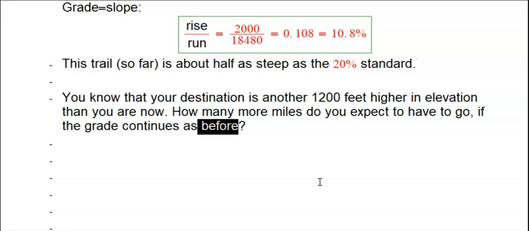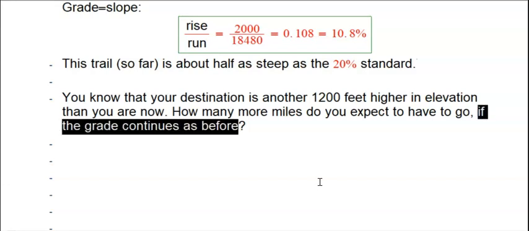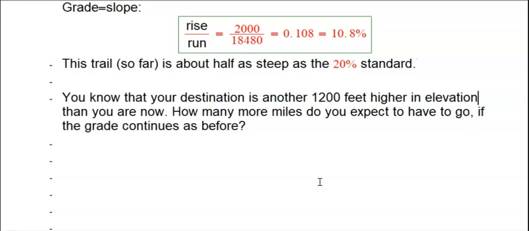Suppose the grade continues as before. You haven't checked the map, but you think it's just going to continue at the same steepness. And what I happen to know is the elevation that I need to get to. I need to get another 1,200 feet higher in elevation. And I want to know how many more miles do I have to go horizontally.